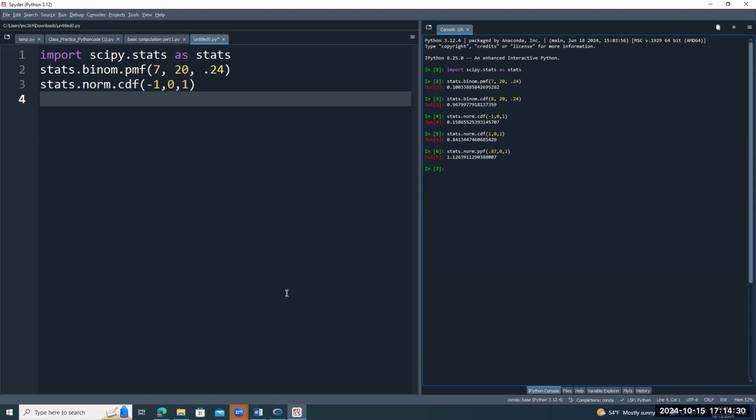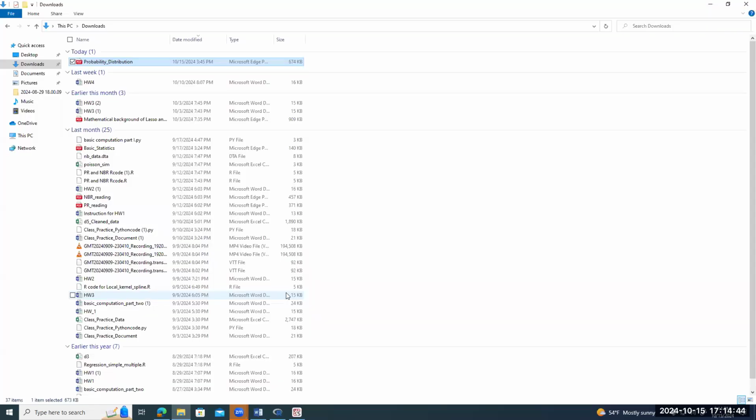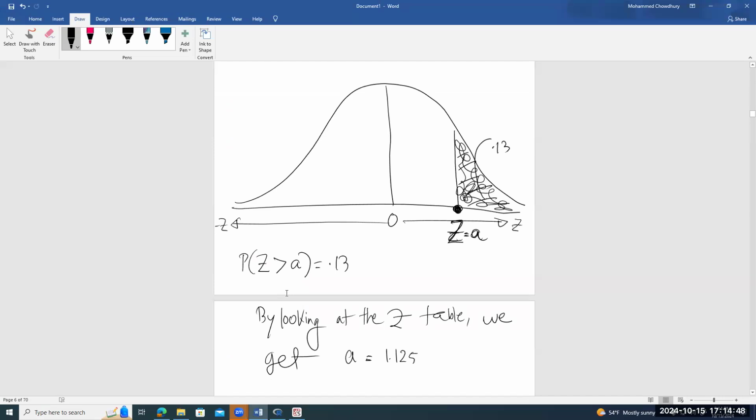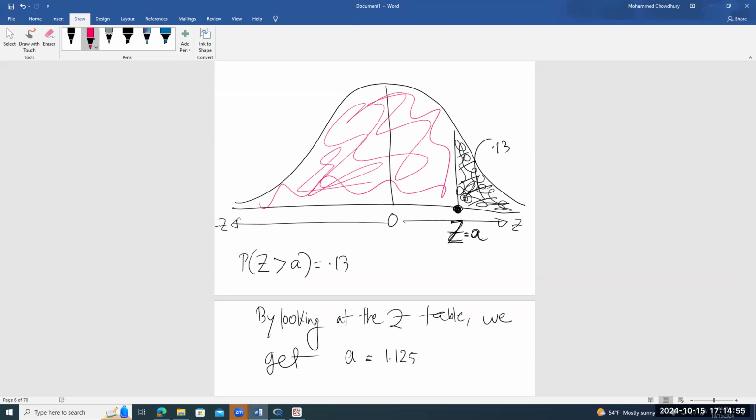In the question, I said 13%, right? But what did I put there? 87%, right? Do you understand? In the question, I said 13%. This is the 13%. If this is 13%, how much is in there? Understand? Because the table was computed in that format.